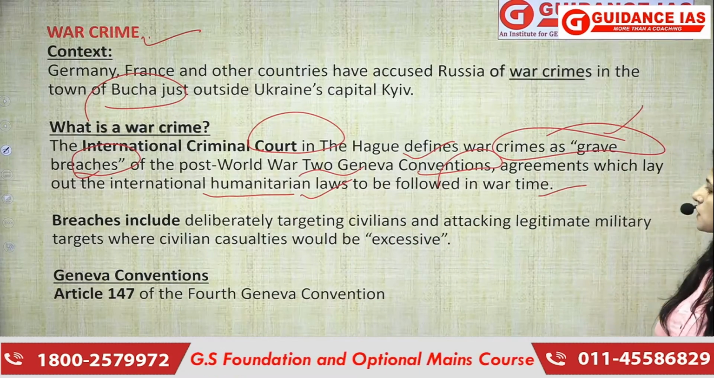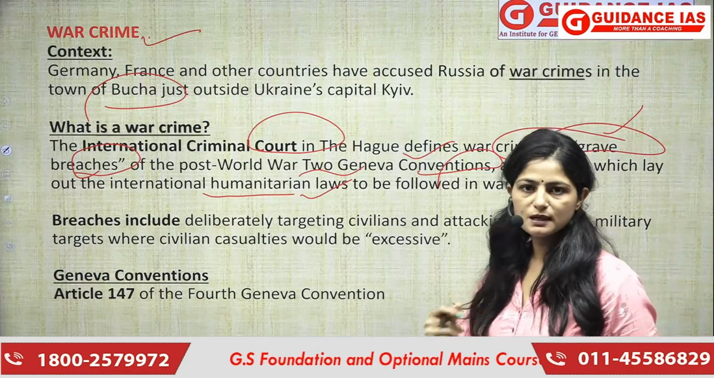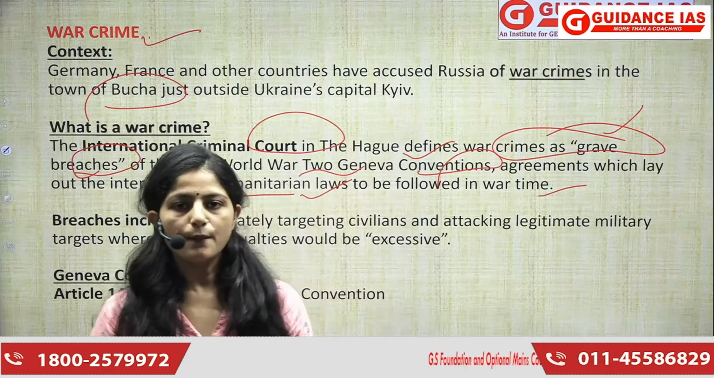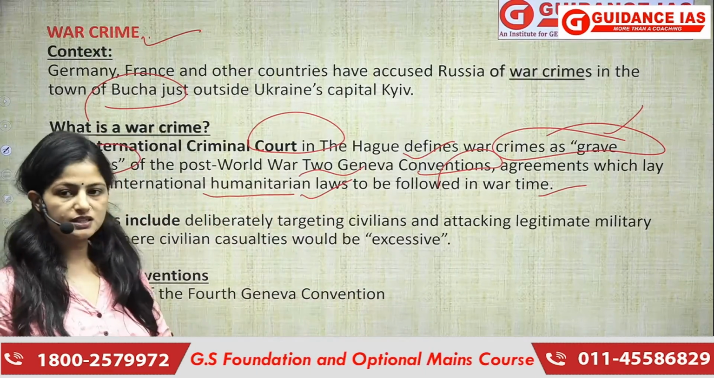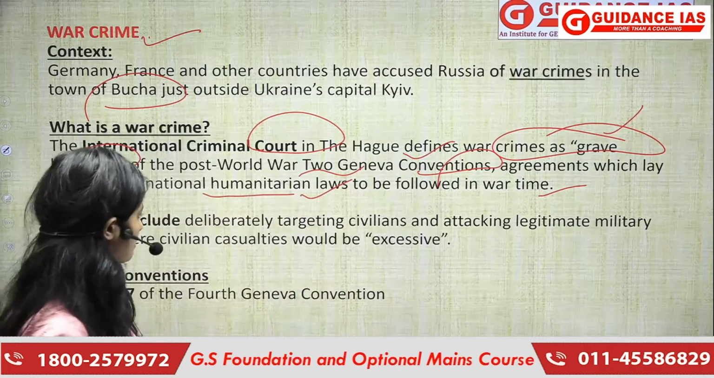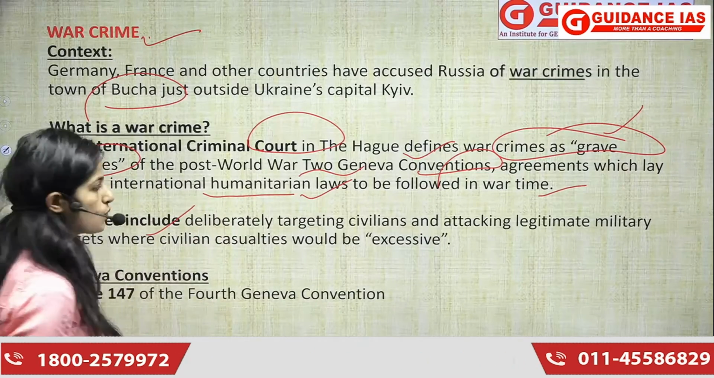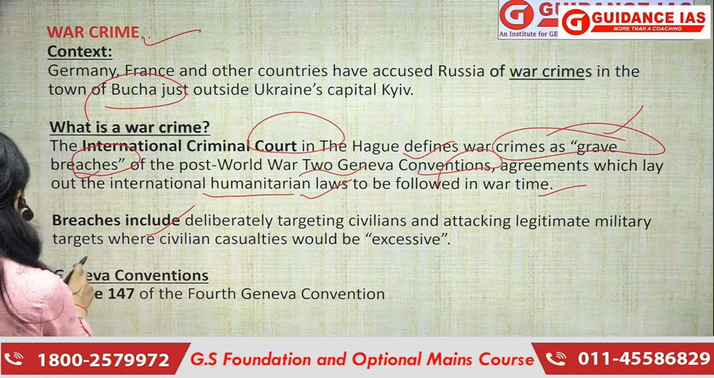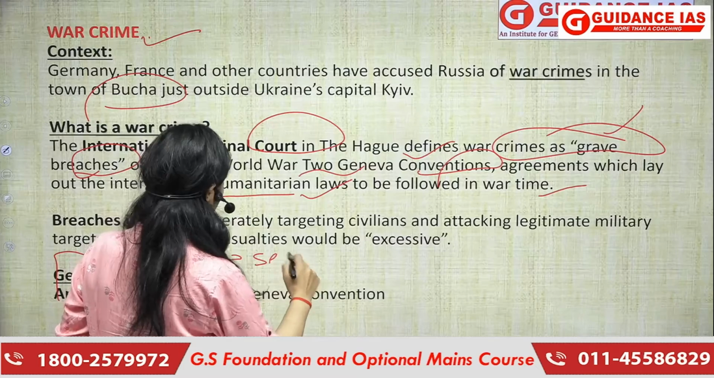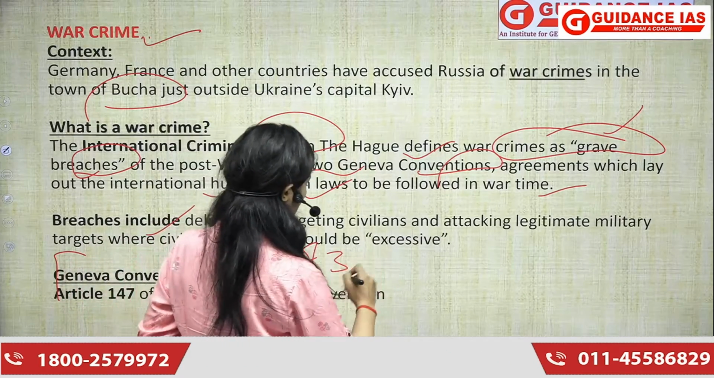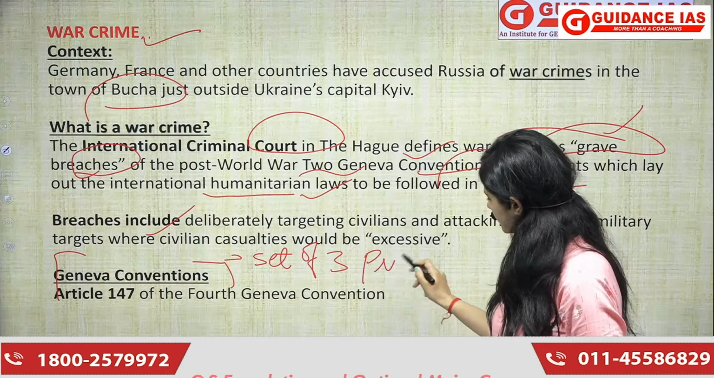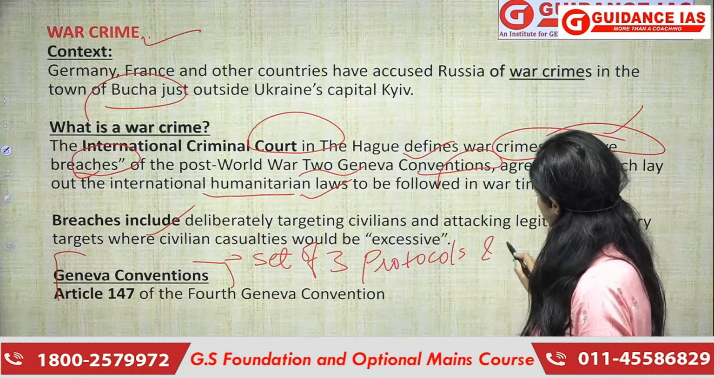Now, what are the breaches we were talking about? It actually means कि अगर हम deliberately target करते हैं civilians को, या deliberately ऐसी जगह target करते हैं where the mass destruction could happen, या फिर civilian casualty could be there in excessive amount, we call it war crimes. You all must have read about Geneva Convention also. Geneva Convention is basically a set of, you can say, 3 protocols and 4 treaties.